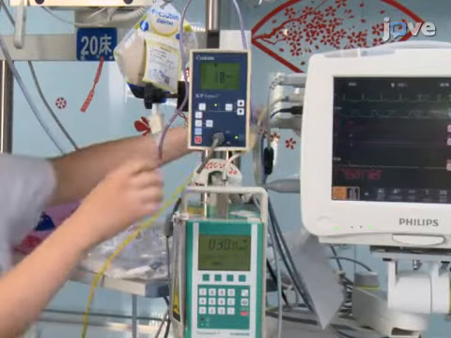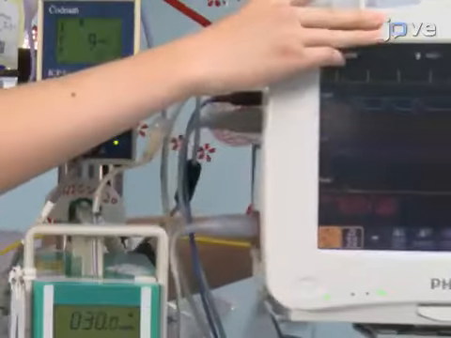Begin by connecting the patient's bedside monitor with the data collecting and storing device via a network cable.